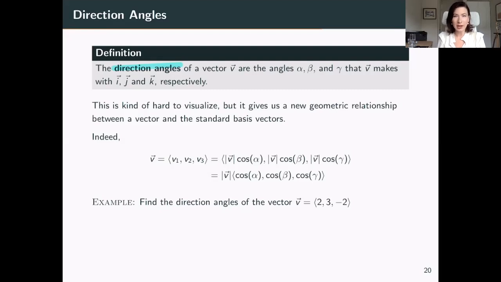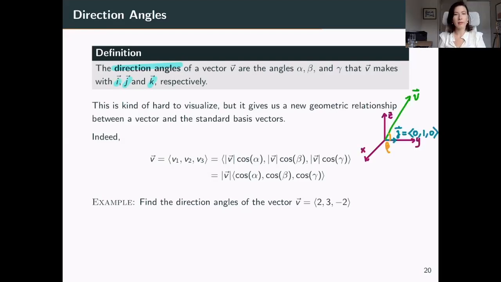But because we're talking about vectors, instead of talking about the axes, we'll talk about these special basis vectors, the standard basis vectors i, j, and k, respectively. This can be a little bit weird to visualize. I'll try to help with drawing a picture with just the vector v and one of the standard basis vectors, j.